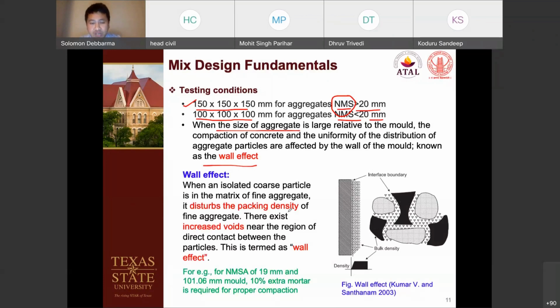So what happens is that when an isolated coarse particle is in the matrix of fine aggregate, it disturbs the packing density of the fine aggregate. So the voids increase near the region of the direct contact between the particles. If the voids increase, we need more cement, more paste, or we can say mortar. Mortar is nothing but sand and the cement, right? So if there is an increase in voids, we will need more mortar to fill the void spaces. So this is known as the wall effect. For example, if I have a nominal maximum size of aggregate as 19 mm and I have decided to use a 100 mm mold, we will require 10% of extra mortar for achieving the proper compaction. So this is why the nominal maximum size of aggregate is very important for the mix design.